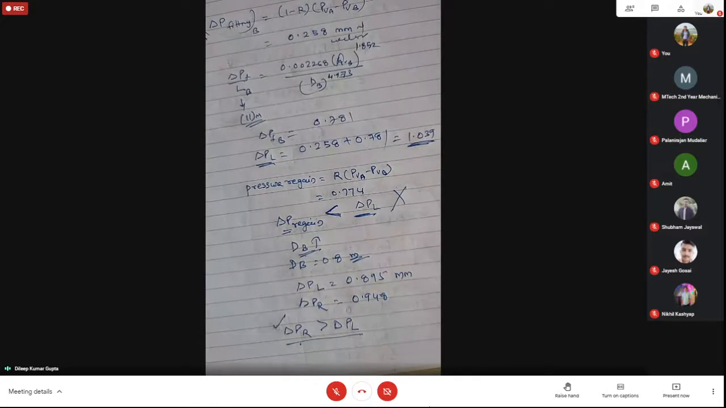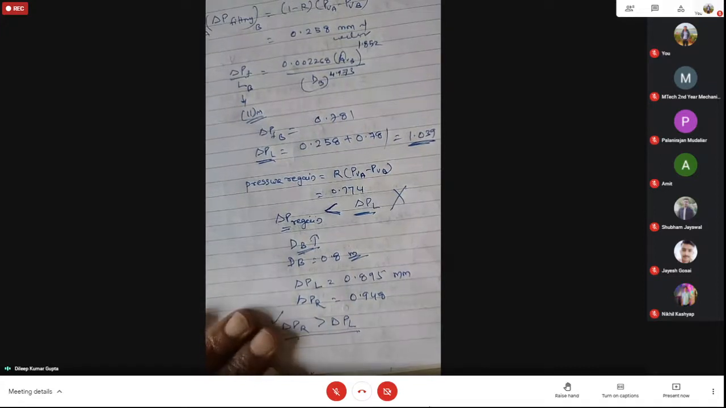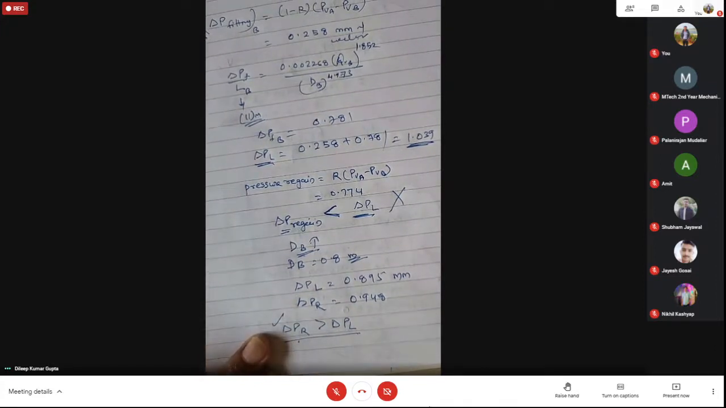But there may be a possibility also that the value is not significant. The value should not be significantly higher. For example, instead of 0.8, if you are taking 0.815, this also satisfies the same criteria. But unnecessarily, we are increasing the diameter. So we'll try to again reduce the diameter and find out these values should be just higher than this value. Static regain value should be just higher than the value of losses. The difference of these two should not be much higher. Am I clear?